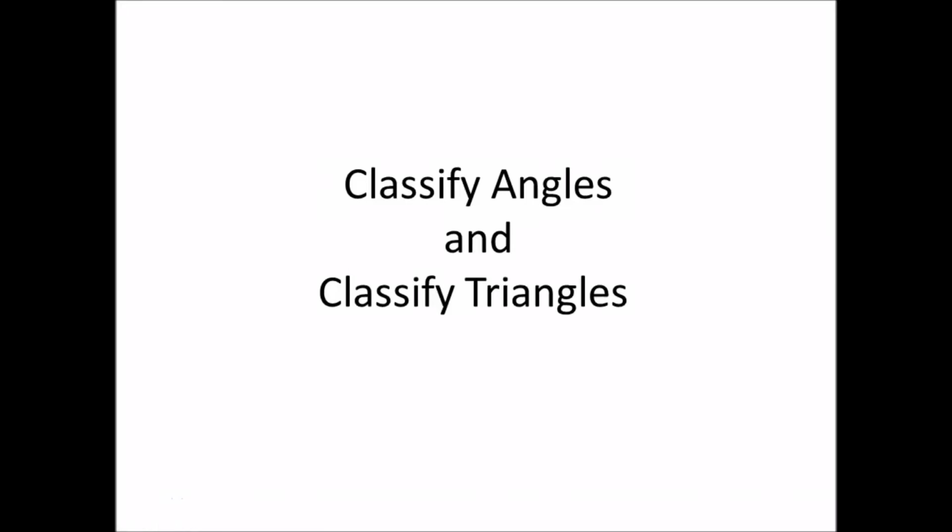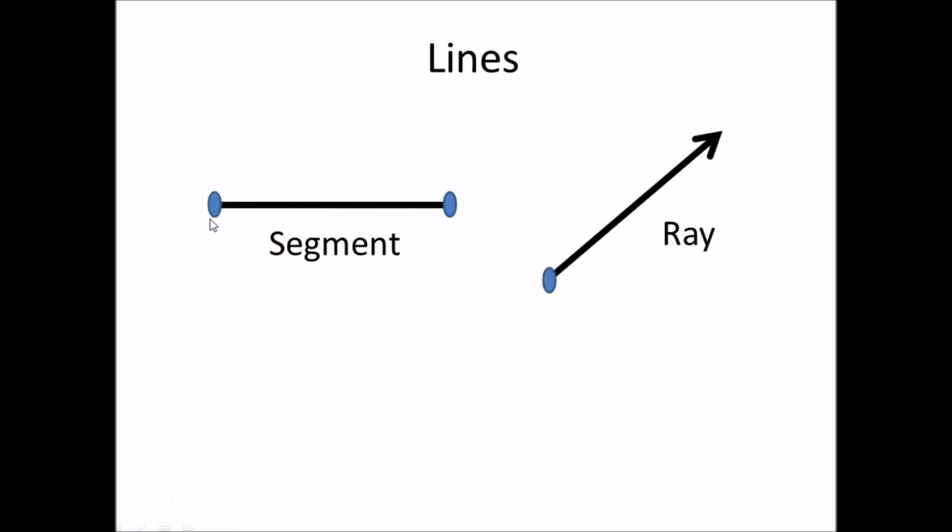This lesson is on classifying angles and classifying triangles. So let's go ahead and talk about the different kinds of lines that we have. One of the lines is called a segment, where we have 2 points on both ends of the line right there. And then the other one is called a ray. The ray has a point and an arrowhead on that other end of the line. And the third one is called a line, where you have arrowheads on both sides right there.